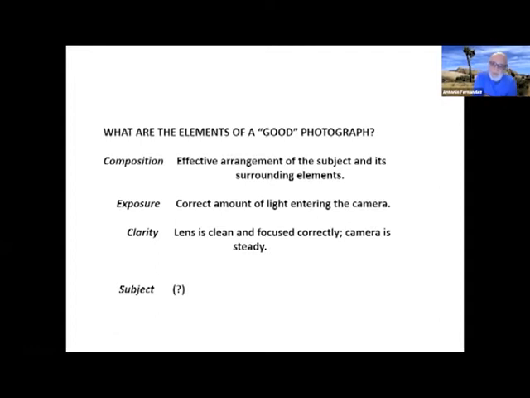So in terms of elements of a good photograph, is the subject an issue? Well, that has to do with how important the subject is to you, the photographer, or to you, the viewer. And it's just something to consider. The other components are neutral. They're not subjective, pretty much. But then the content, that can get tricky.